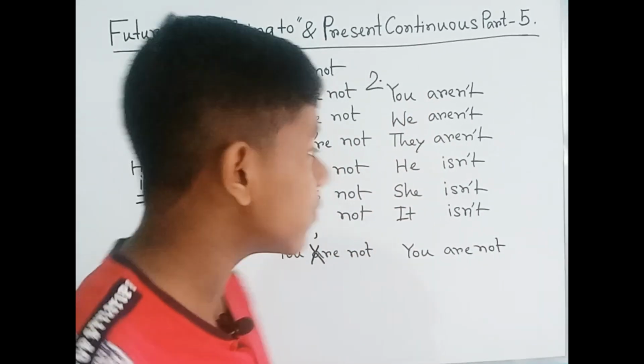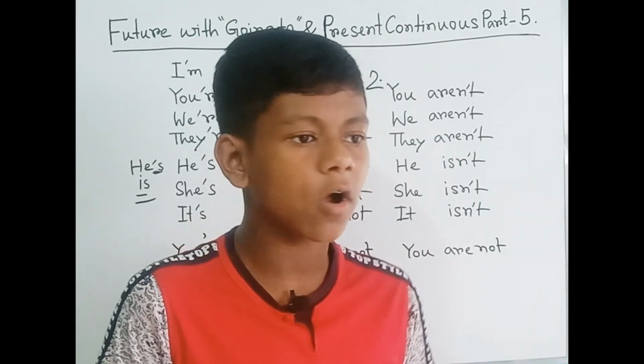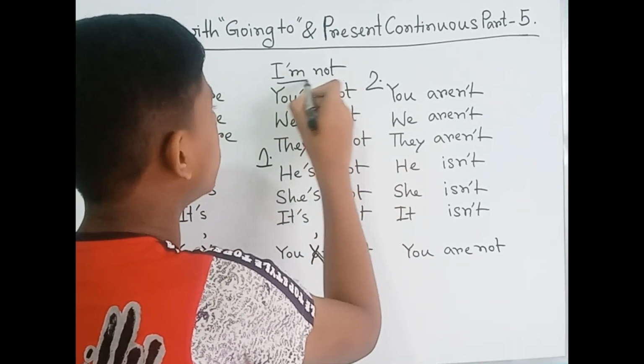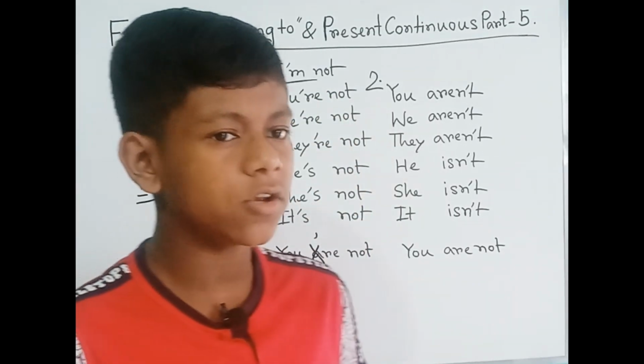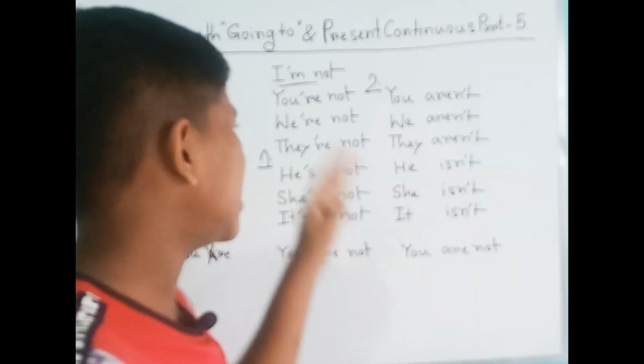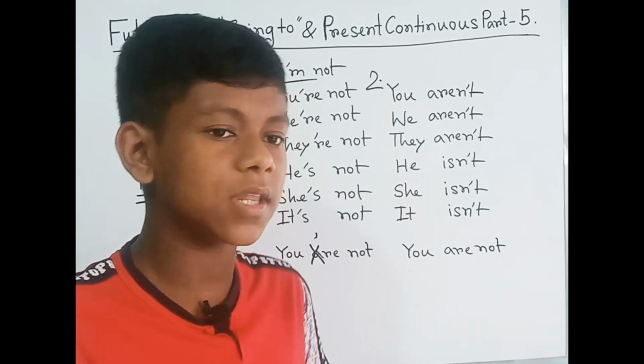Okay, what about the I? Because am not, it isn't. So during the negative we will just follow this. There isn't any rule, that is am not. So it is only the one rule.